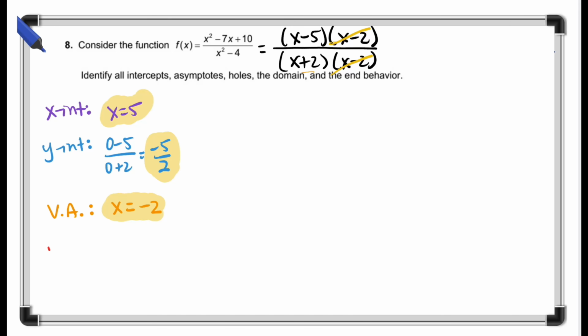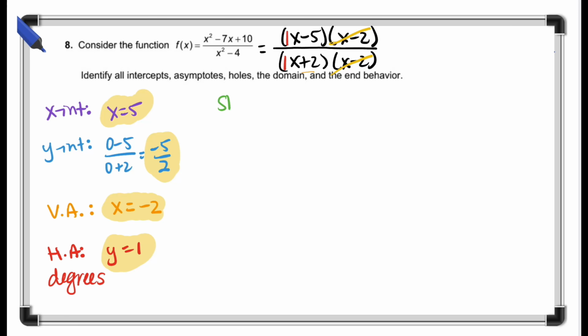If I want to figure out what my horizontal asymptote is, I'm looking at the degrees. So I need to figure out if we're even steven, if we're top heavy, or if we're bottom heavy. This is even steven, so I look at my lead coefficients. That would be 1 over 1, so y is equal to 1.